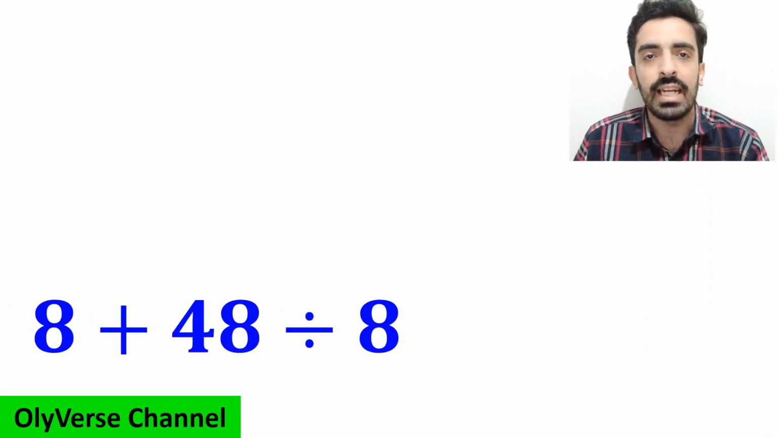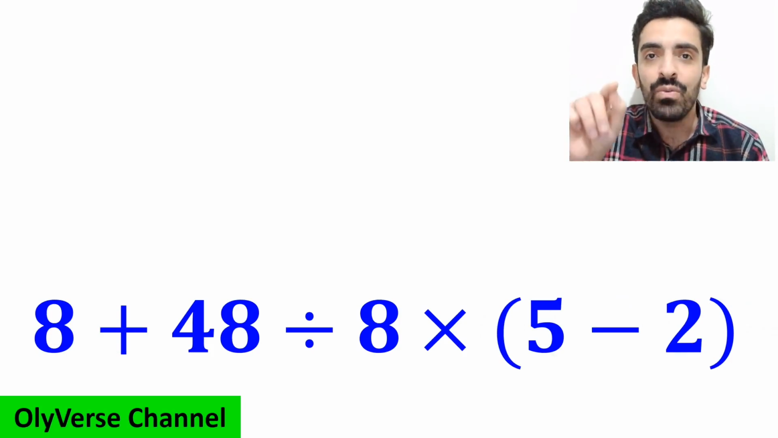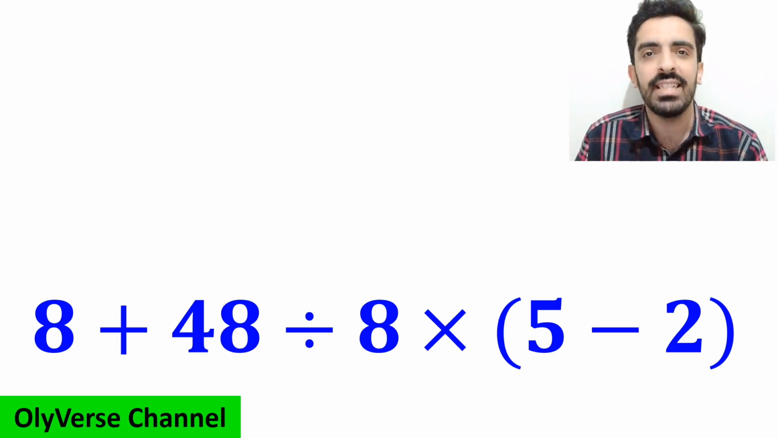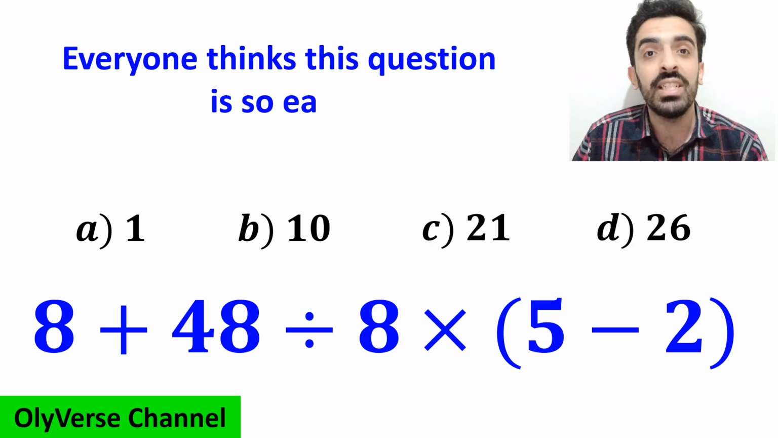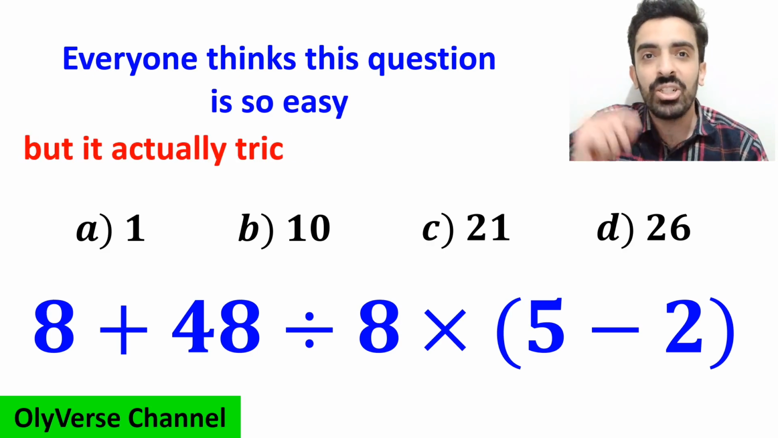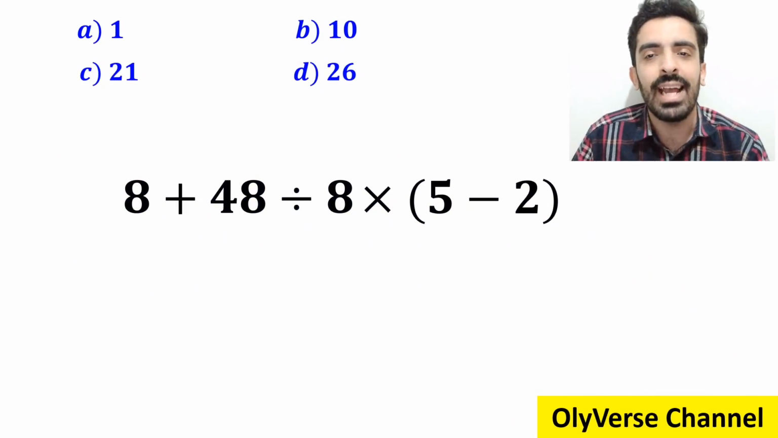What is the value of the expression 8 plus 48 divided by 8 multiplied by (5 minus 2)? Which option do you think is the correct answer to this question? Everyone thinks this question is so easy, but it actually tricks a lot of people. Let's go step by step and solve it together.